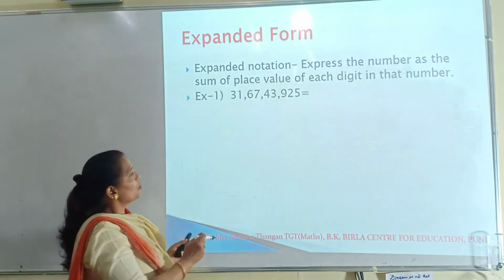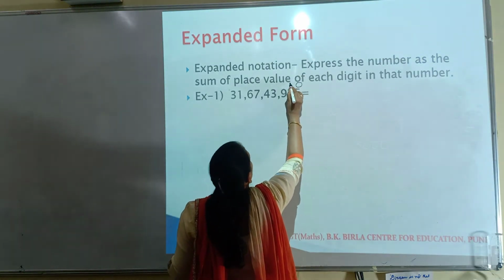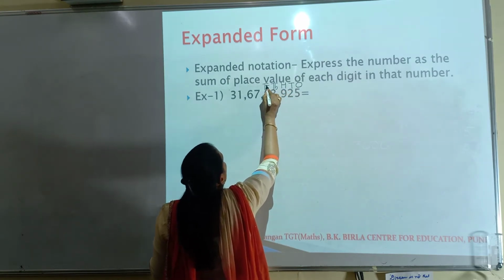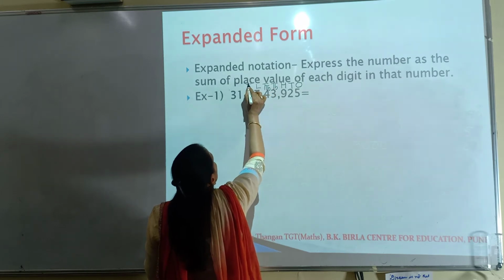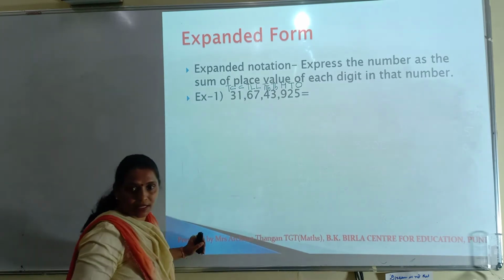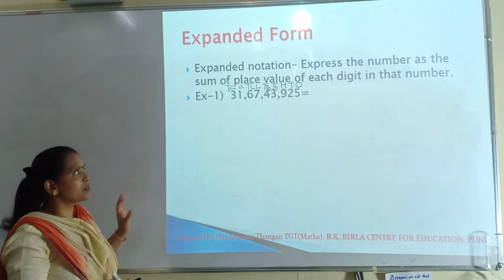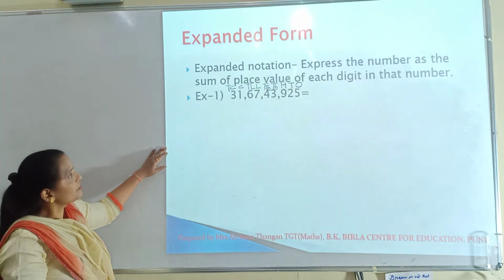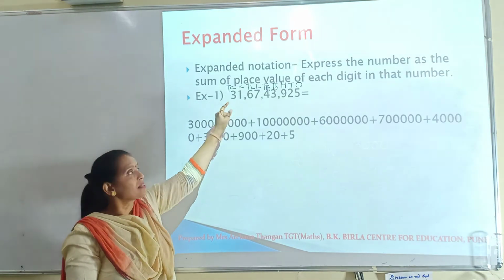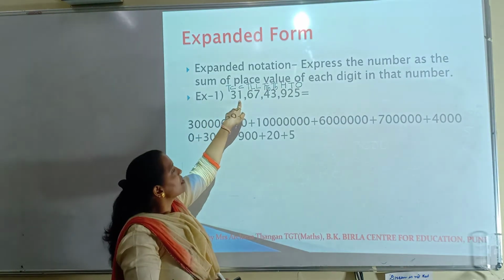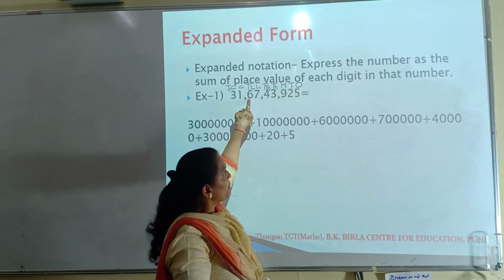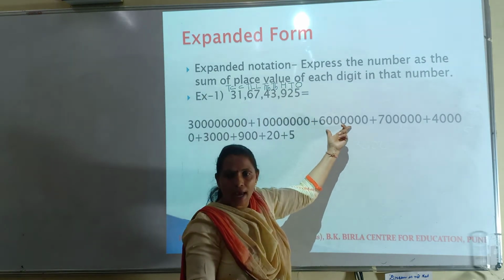Let's start. You know, first is the ones place. This is the tens place, hundreds place, thousands place, ten thousands, lakh, ten lakh, crore and ten crore. You know these places. How to write the place value of each digit, you know. So, here, 3 is in ten crore place, so it is 30 crore. 1 is in crore place, its place value is 1 crore. 6 is on ten lakh place, its place value is 60 lakhs.